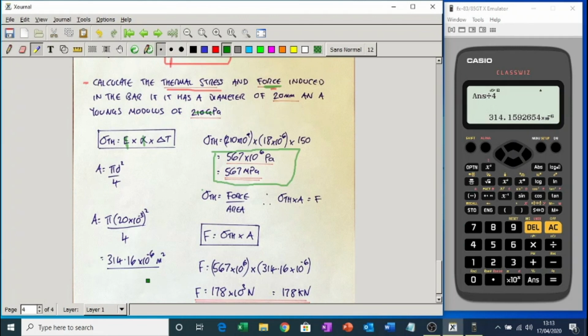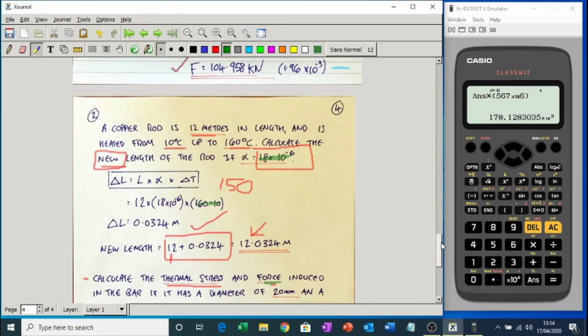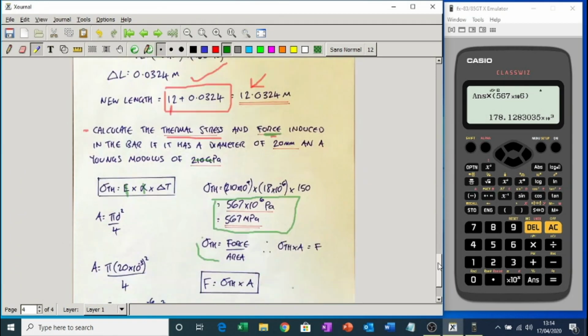I'll keep that number in the calculator because I know that force is thermal stress times by area. From there, just bring the area up. I know my thermal stress is 567 megapascals, so I'm going to leave that in there, make it a bit more accurate, times that by 567 to the 6, equals that, 178 kilonewtons. So 178 kilonewtons is the force induced in that copper bar due to that change in temperature.